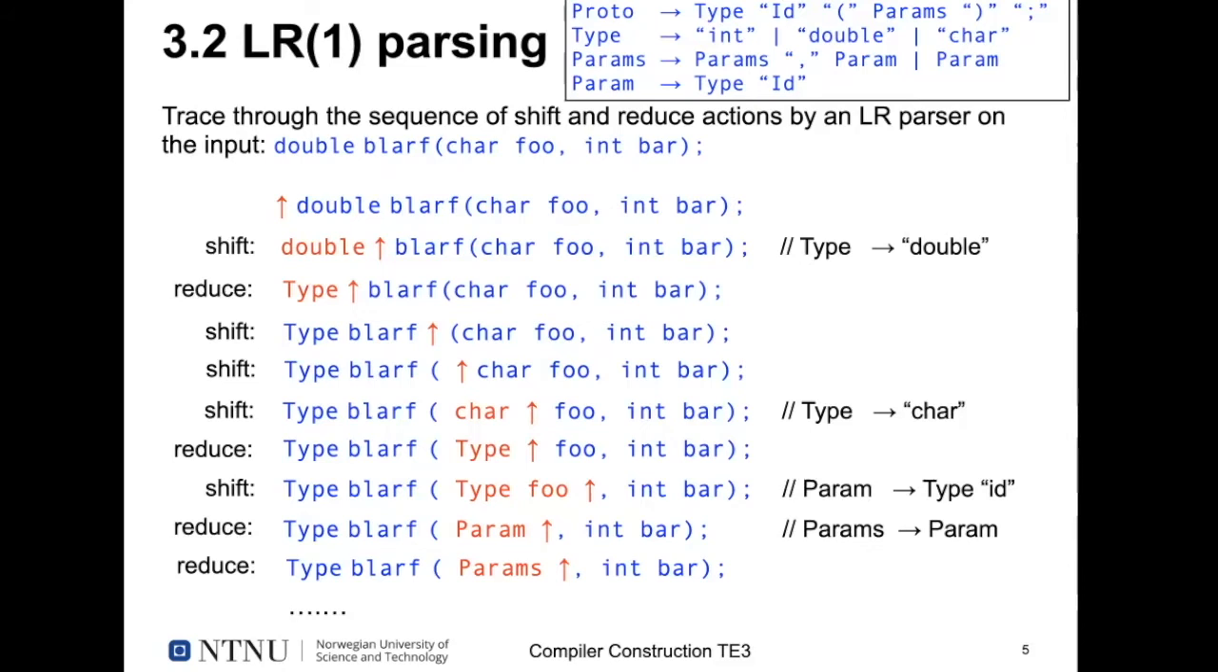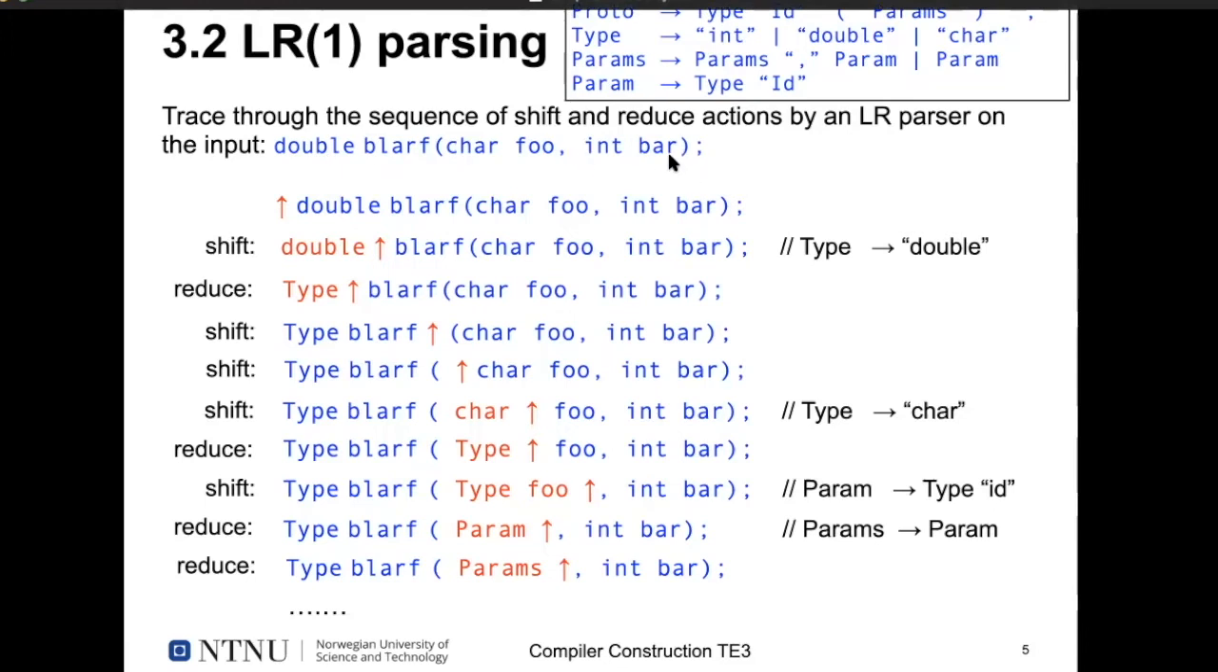And a parameter is a type identifier like int or character or double, and the name of a variable, and params, so this set of type identifier names, are separated by commas. And finally, you have a semicolon here at the end. So the first question was to trace through the sequence of shift reduce actions to really figure out what this LR parser would do on this input here.